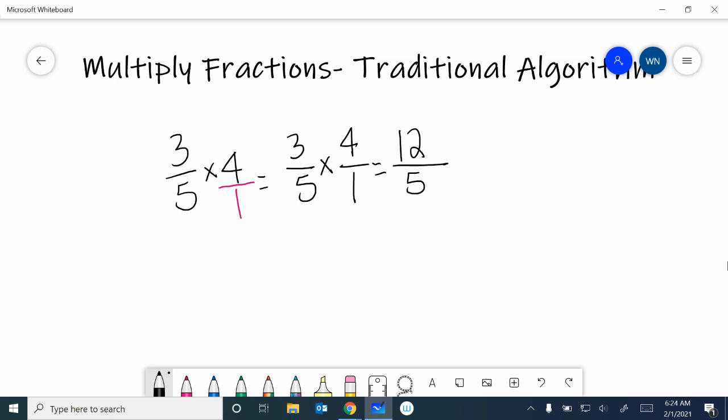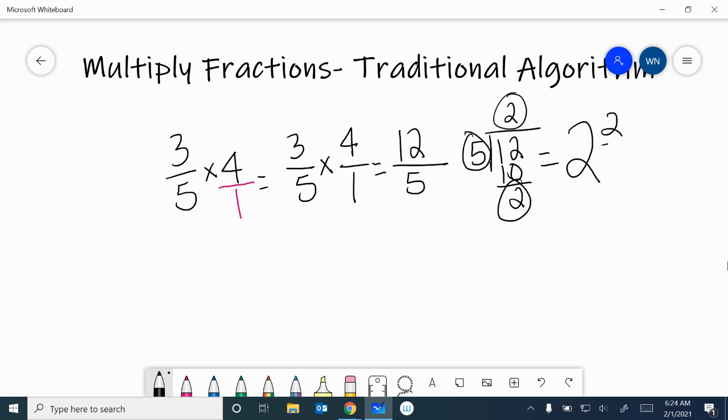12/5. Now we know we can't leave our answer that way, so we need to divide. 12 divided by 5. 5 can go into 12 2 times. 2 times 5 is 10. 12 minus 10 is 2. So I know my answer. Remember, we take the answer and we put the remainder over the divisor. 2 and 2/5 is my answer.